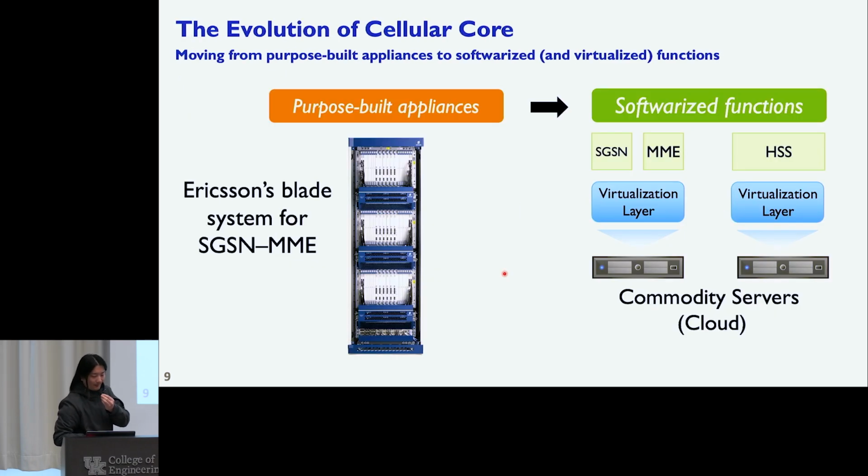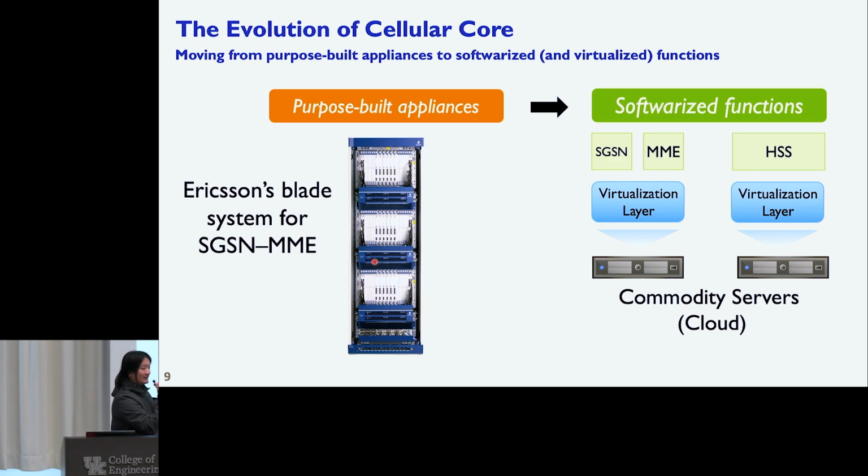And next, I will discuss several evolutions of cellular networks in different aspects. The first important evolution is the movement from purpose-built appliances to softwarized and virtualized network functions. This figure shows a blade system for the core network built by Ericsson. You can see it is very huge and very complex. If cellular operators, let's say Verizon or AT&T, want to add new features to their core network by improving their network functions, they need to ask Ericsson to develop new hardware for them. That makes the development period much longer and also increases their cost.